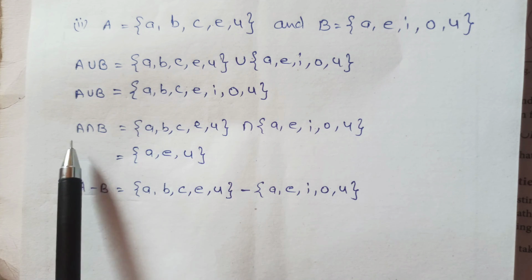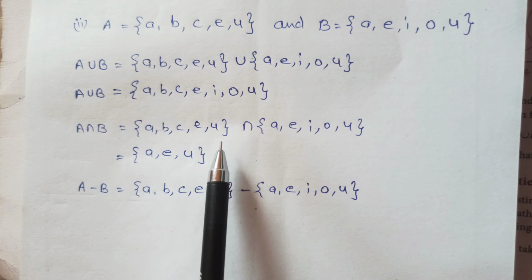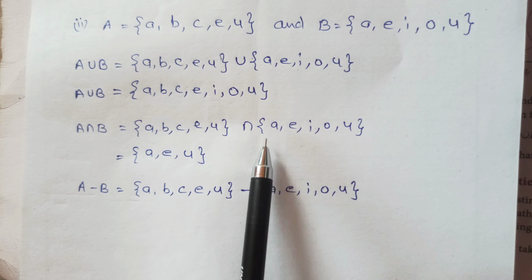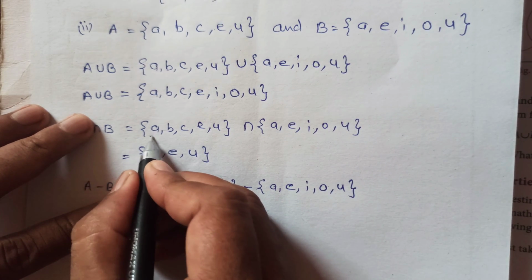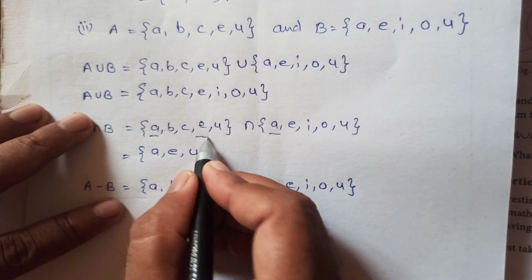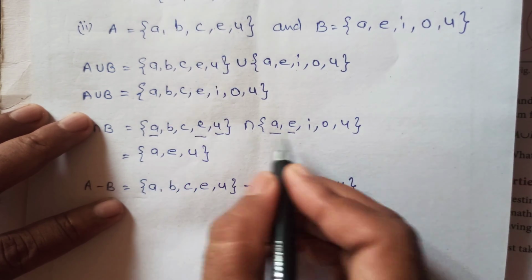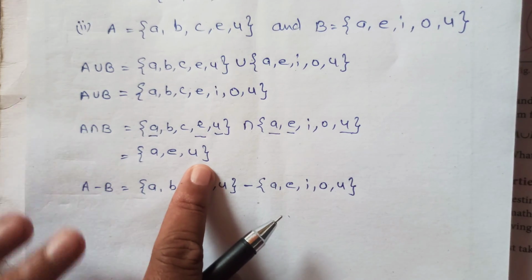While finding A intersection B, what do we do? We write all the elements of A, the intersection symbol, and the elements of B, and then we just underline the common elements. It is a good habit to practice. You can even practice with a pencil. Okay, so it is e, and then u is there in both. So a comma e comma u.